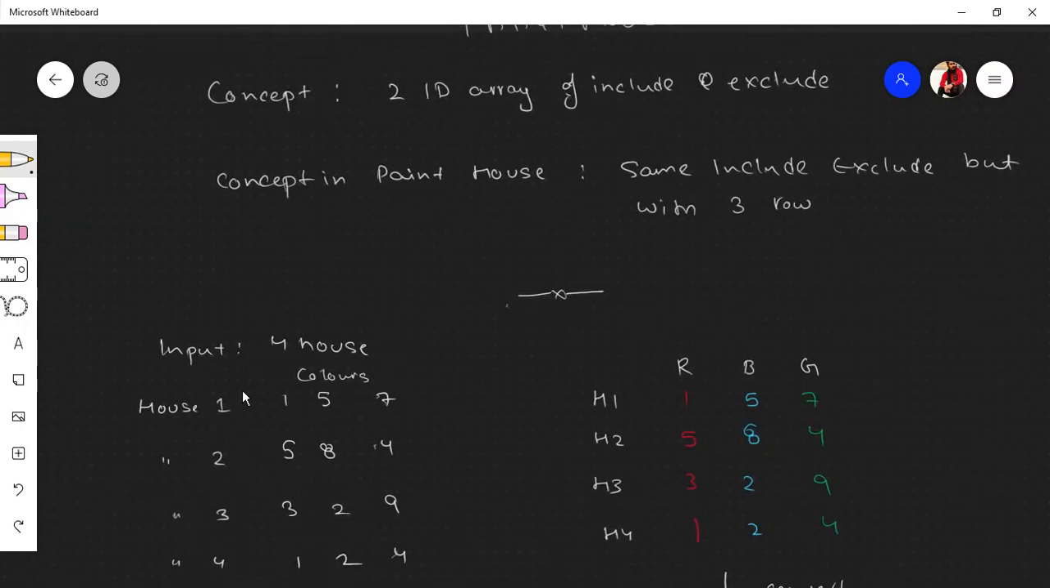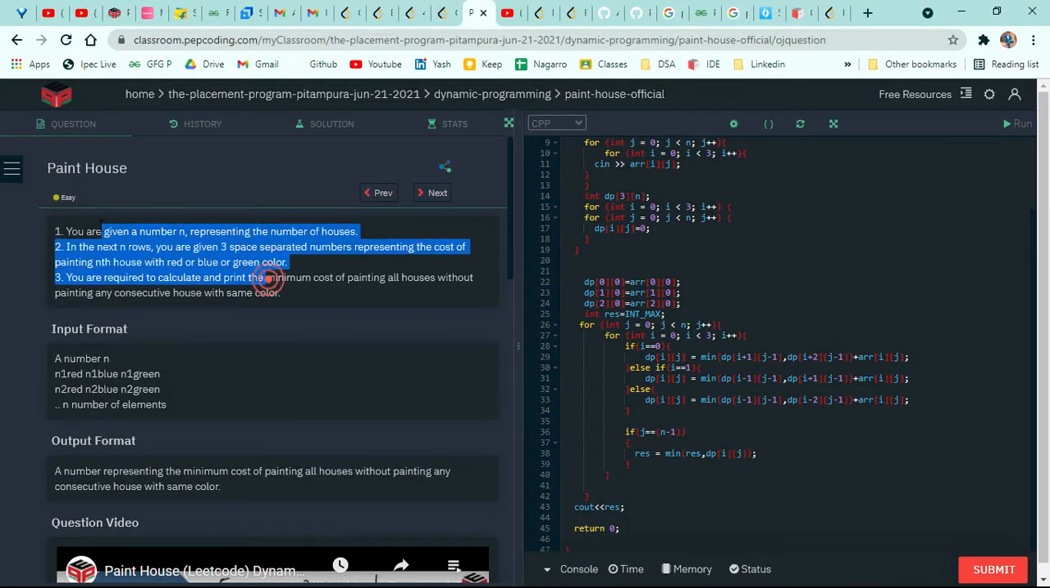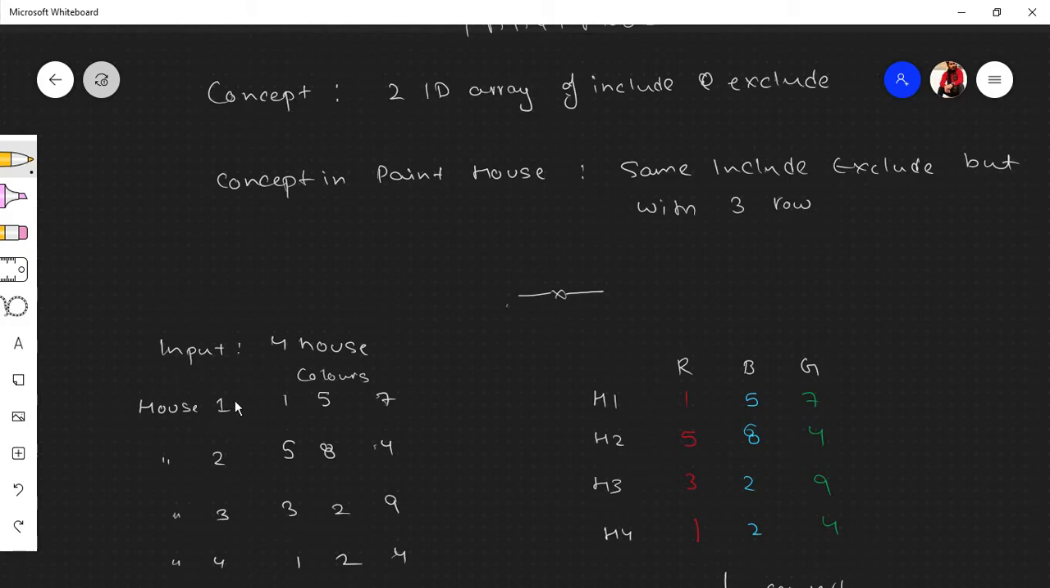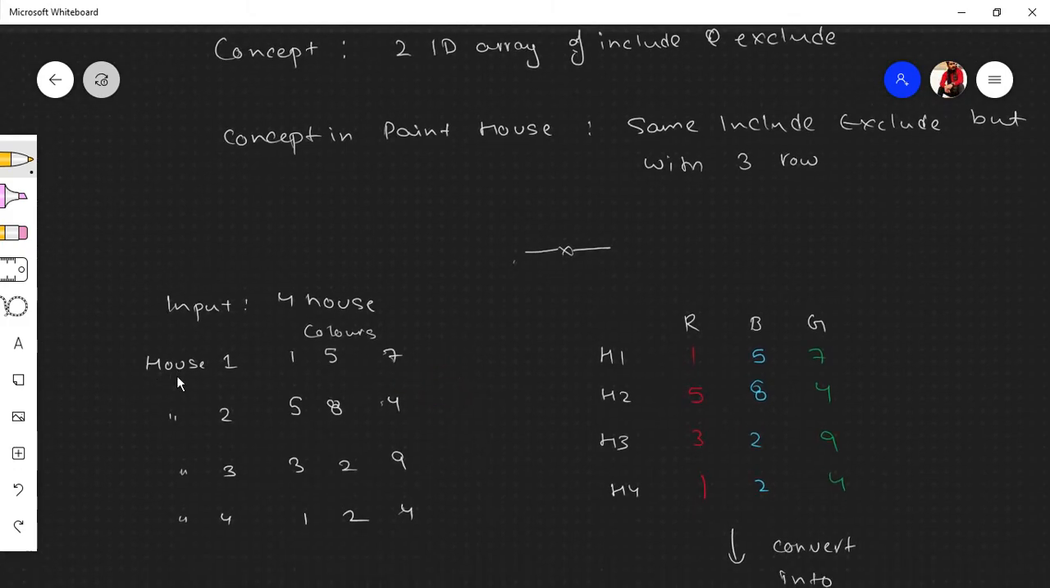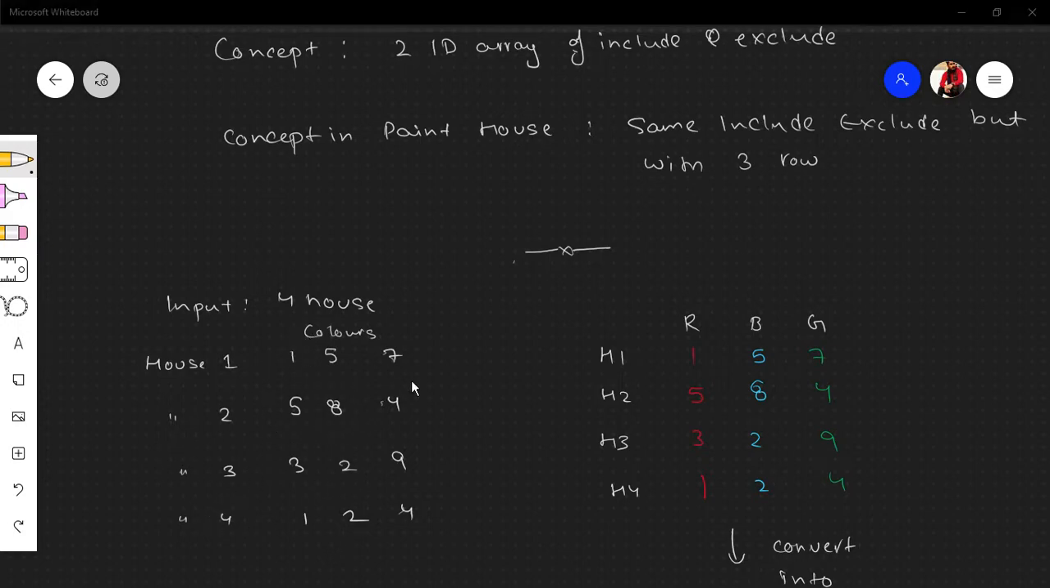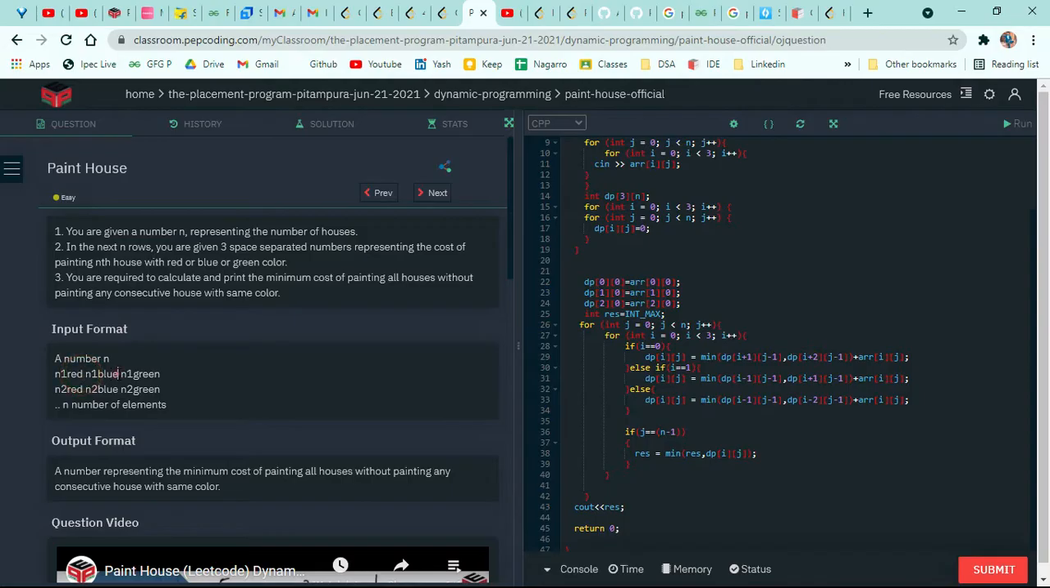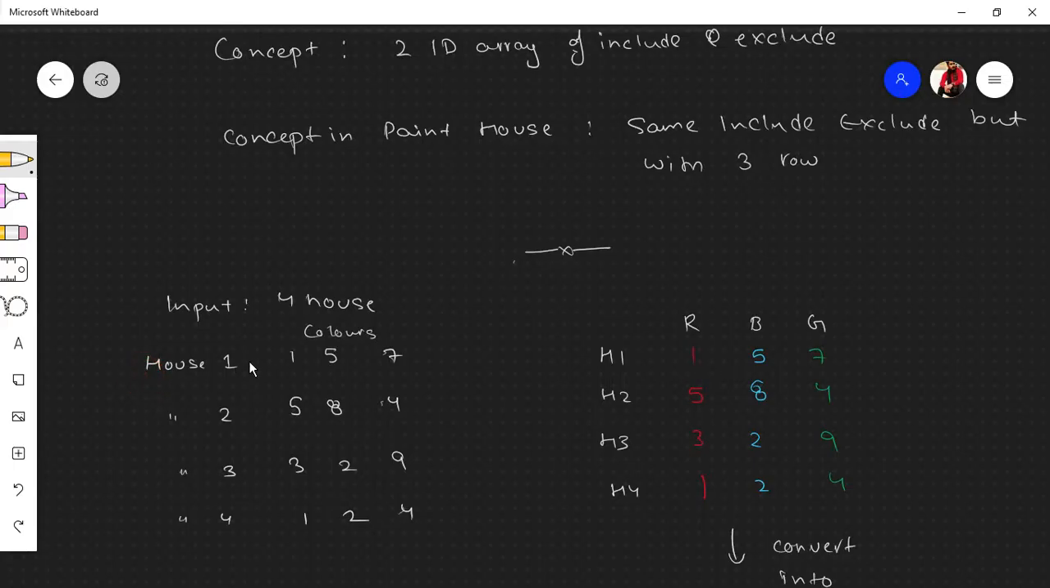So this is your input. This is your question. If you want to read, you can read. Paint House, blah blah blah. There are a number of houses. For example, in our test case, we have four houses: house number one, house number two, house number three. And these are the different colors. How are these colors? R, B, and G. This is R, this is blue, and this is green. So these are the colors, and you might have read the question already.